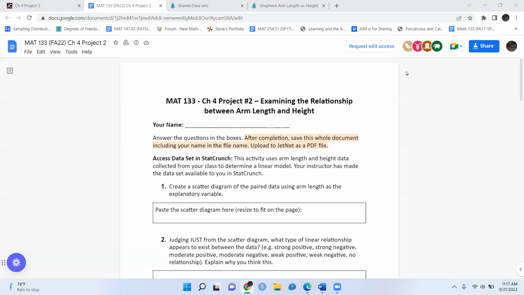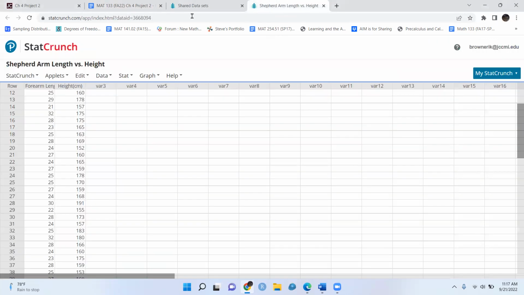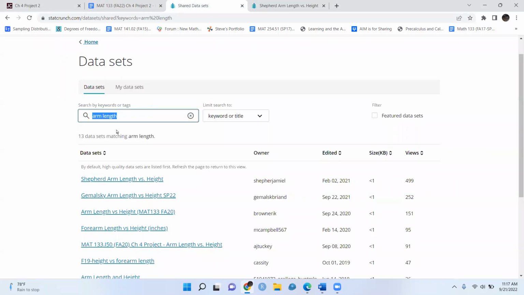Okay, I got 2 out of 6. Yes, I just typed arm length. There you go, 50%. And then I picked the Shepherd arm length versus height.